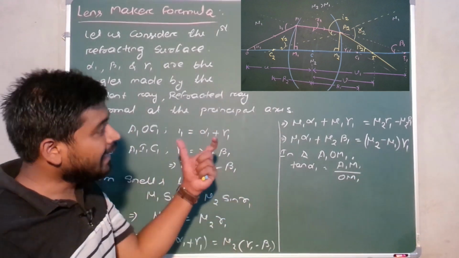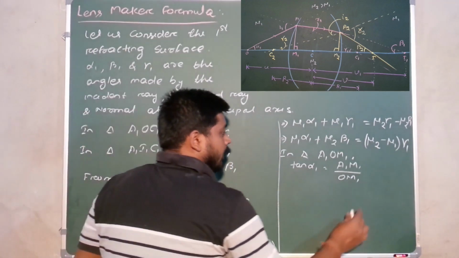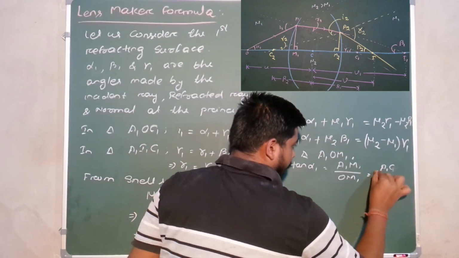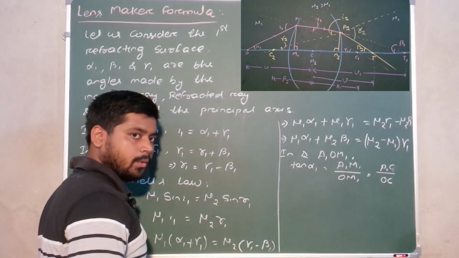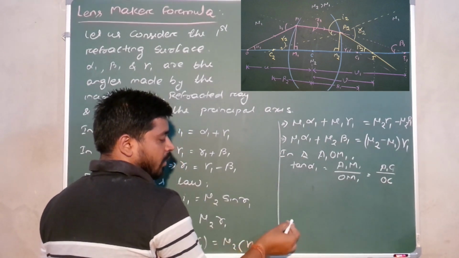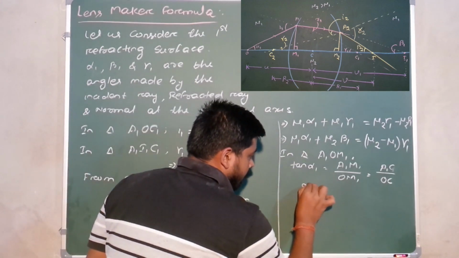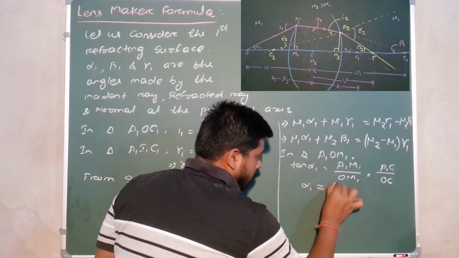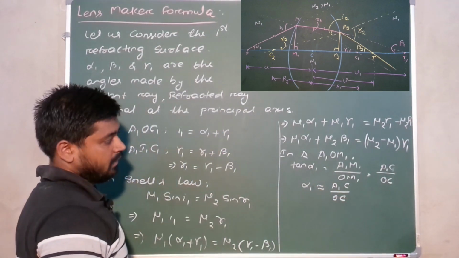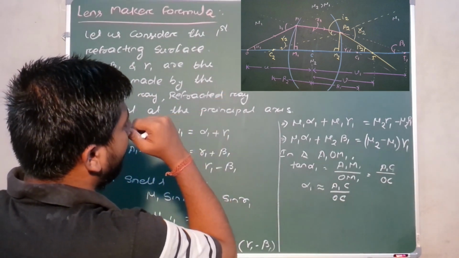As you take the thin lens, M1 approaches C, the optical center. So here you can write alpha 1 equals A1C by OC. Yes or no? As you know, alpha 1 is very, very small, so tan of alpha 1 is nearly equal to alpha 1. That is why here you can write alpha 1 nearly equal to A1C by OC. Yes or no?